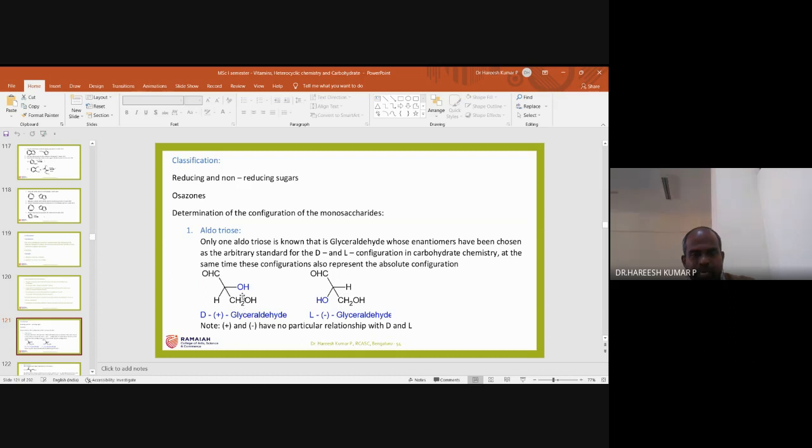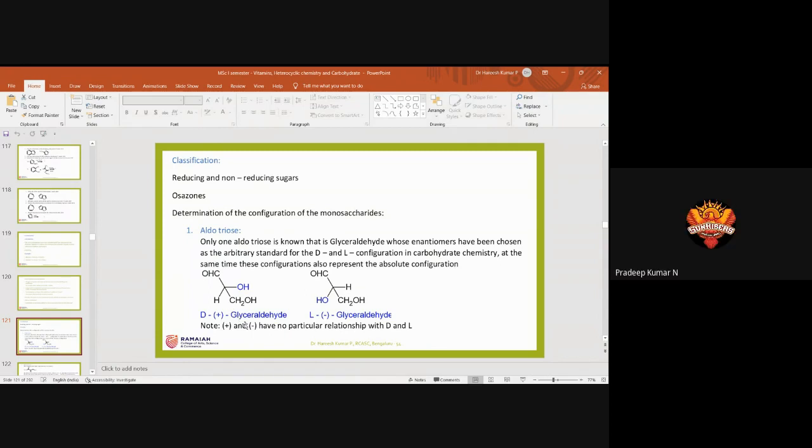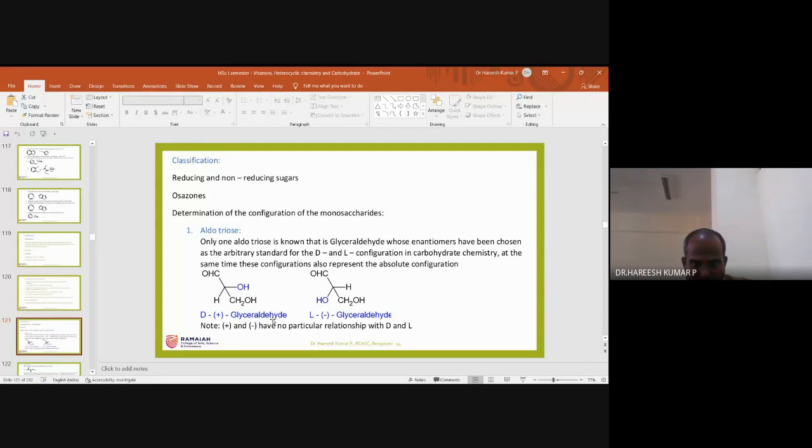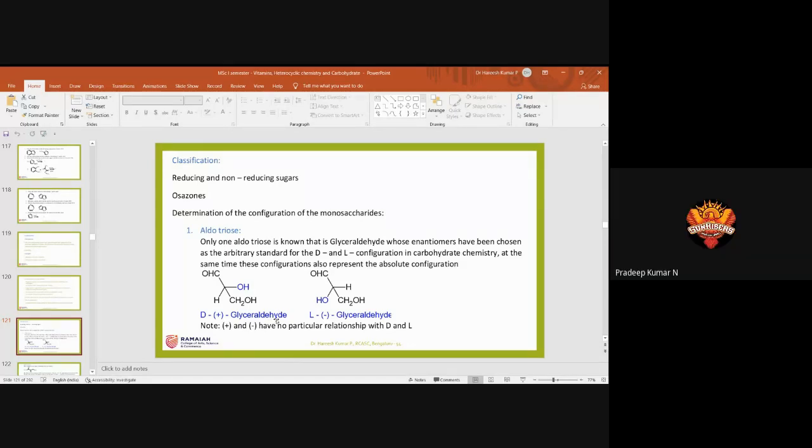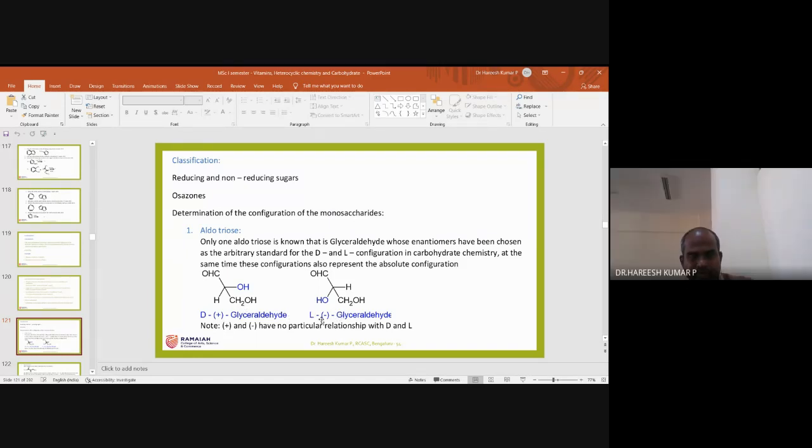So tell me, are both the same or different? The difference is in the hydroxyl group. In the first structure it is present on the right side, so it is D-glyceraldehyde. In the second structure it is present on the left. Mirror images. Very good. Both are definitely mirror images of each other. If they are mirror images of each other, then we can say they are enantiomers, isn't it?